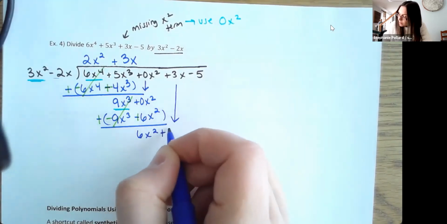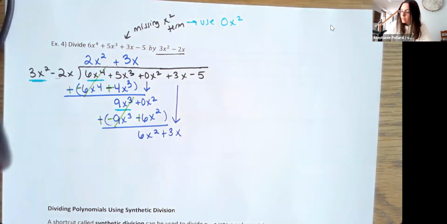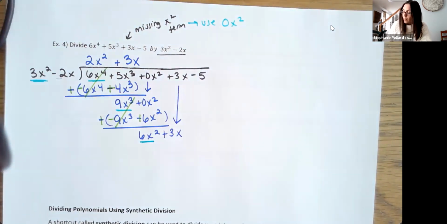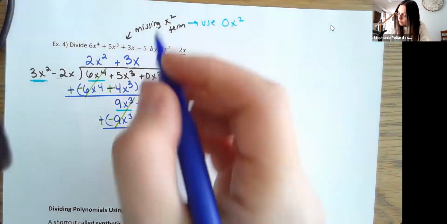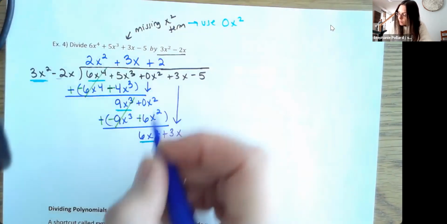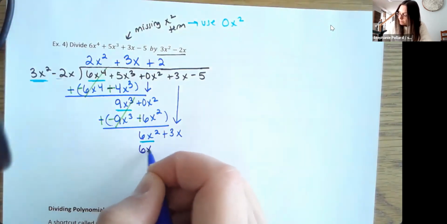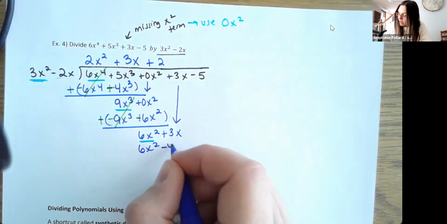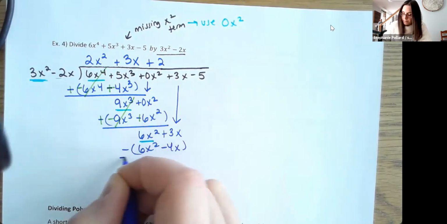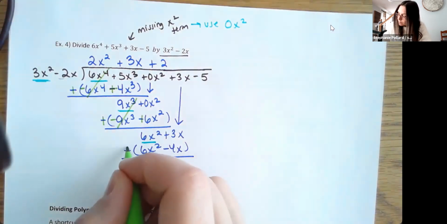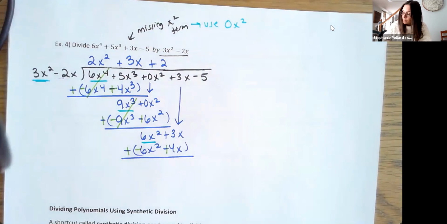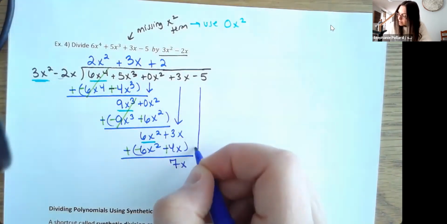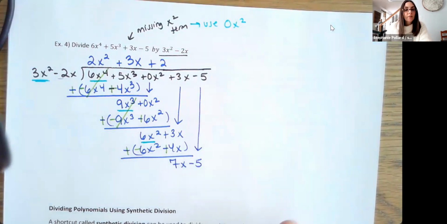Now I bring down the plus 3x and I repeat the process, 3x squared into 6x squared here. So I'm only missing a factor of 2. 2 times 3x squared is 6x squared. 2 times minus 2 is negative 4, so negative 4x. So I'm left with a 7x here, and then I can bring down this minus 5 as well.